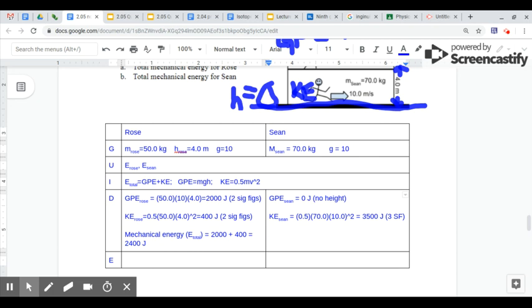So our E total, got it. Oh, we got to stop in 28 seconds. It is equal to GPE, which is 0, plus the 3,500, which equals 3.50 times 10 to the third joules, and that's in 3 sig figs. All right, I'm running out of time, so don't worry about E for right now.